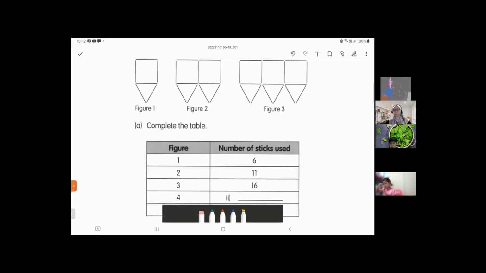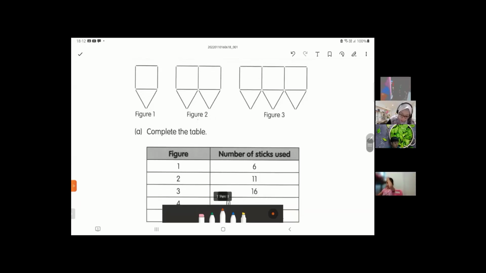So the different figures are made up of sticks used to form the figures itself. So if you look at figure 1, how many sticks are there? If you count properly, there are 1, 2, 3, 4, 5, 6. That's why they say figure 1, 6 sticks, right? Figure 2, how many sticks? 1, 2, 3, 4, 5, 6, 7, 8, 9, 10, 11. That's why they say 11. And then figure 3, how many? 1, 2, 3, 4, 5, 6, 7, 8, 9, 10, 11, 12, 13, 14, 15, 16. There they say 16.